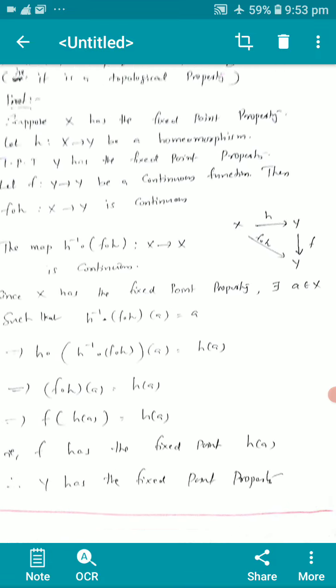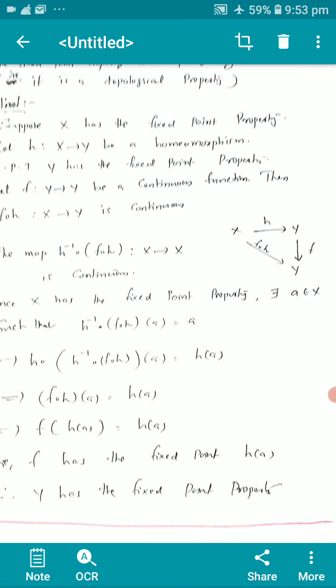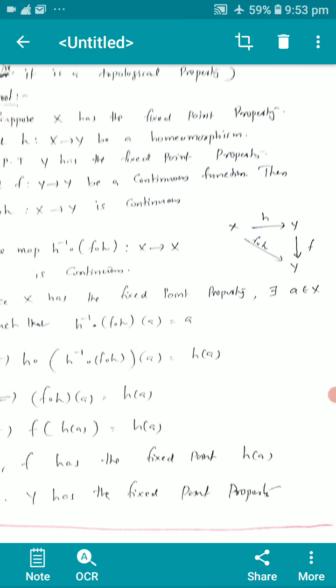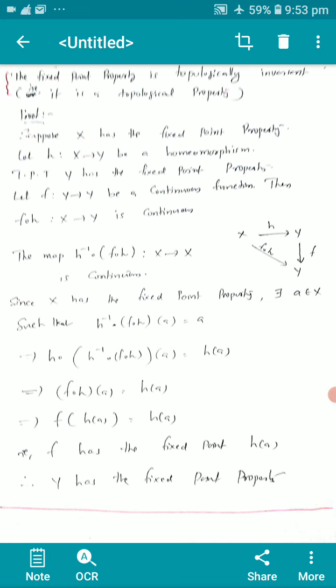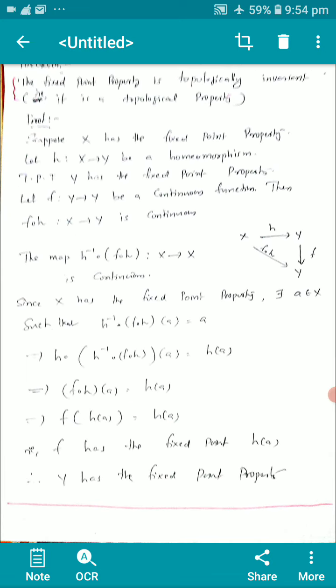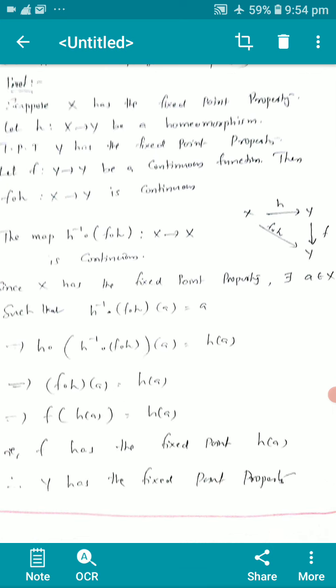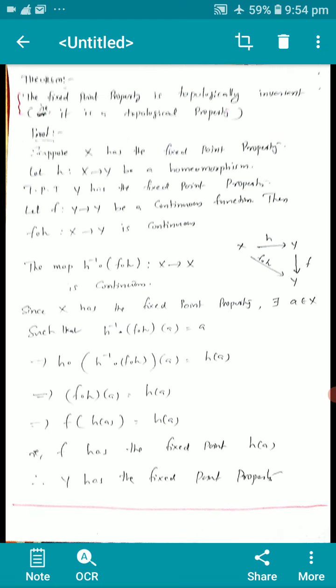h is from X to Y, f is from Y to Y, so that f composite h is from X to Y. F composite h from X to Y is continuous because the composition of two continuous functions is once again continuous. So the map h inverse composite f composite h is clearly from X to X. H inverse is from Y to X, f composite h is from X to Y, so h inverse composite f composite h is from X to X, which is continuous.